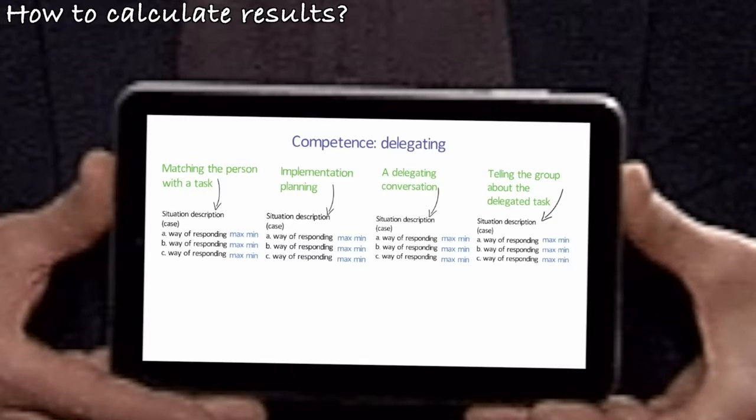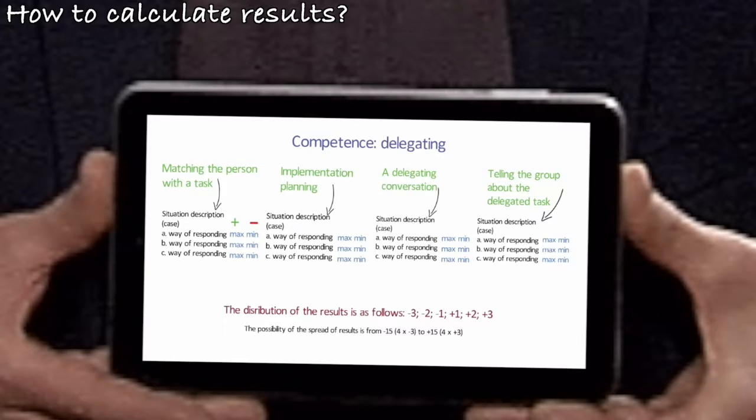Indicating a particular response as maximum results in a numeric value assigned to that response with a plus sign. Indicating a particular response as minimum results in a numeric value assigned to that response with a minus sign. The results must be distributed as follows: -3, -2, -1, +1, +2, +3. In our case, we analyze the delegating competence, which is described by 4 aspects, meaning 4 cases. The possible spread of the results is -15, 4 times -3, to +15, 4 times +3.